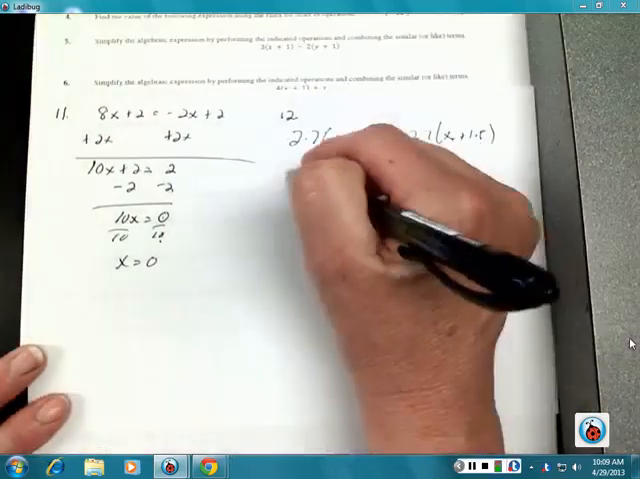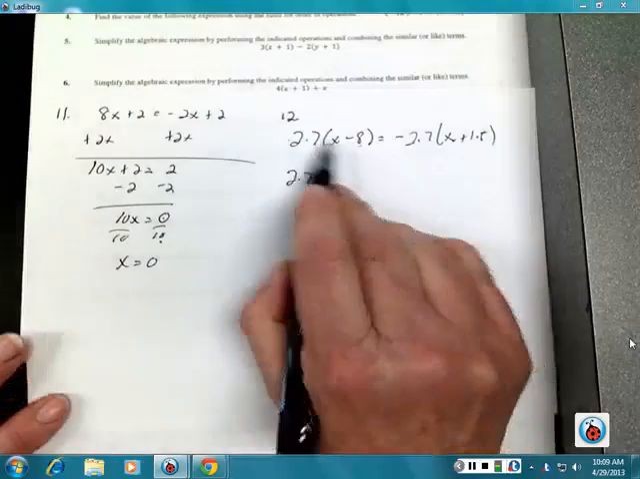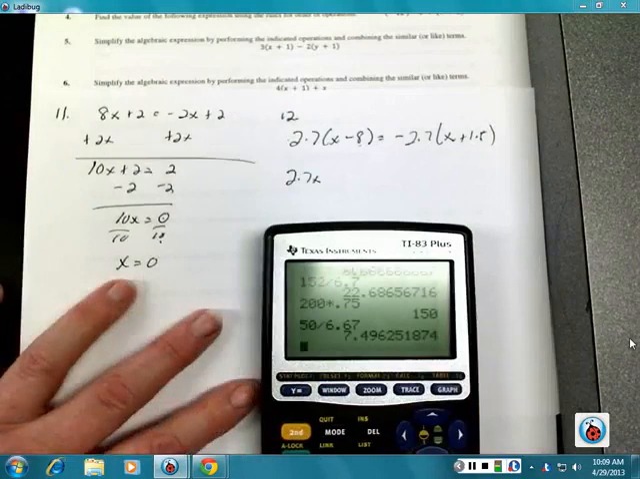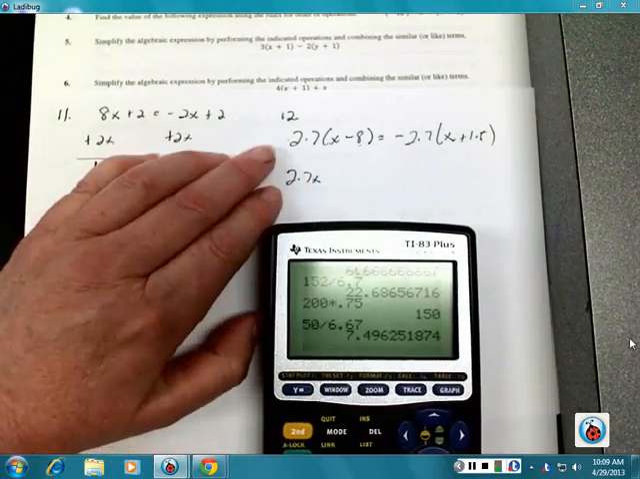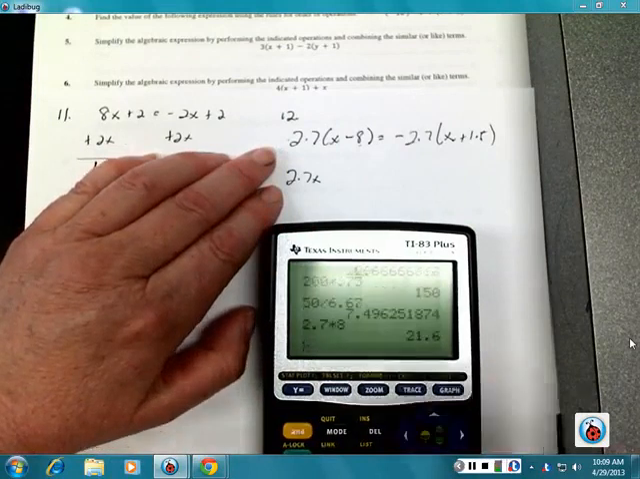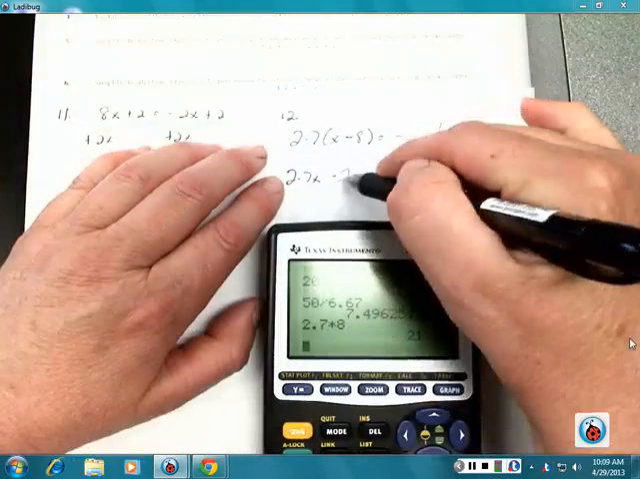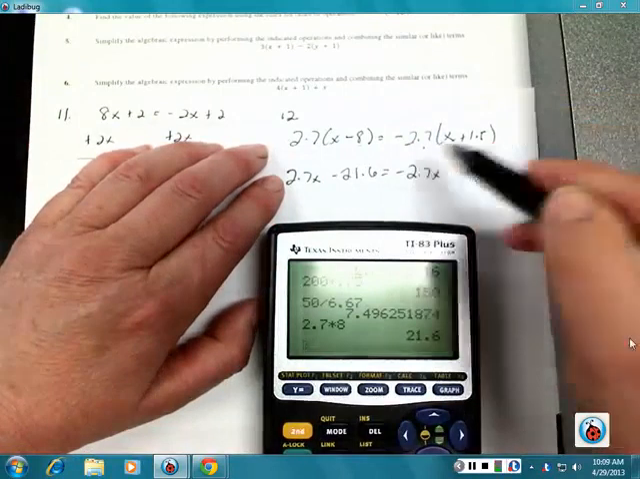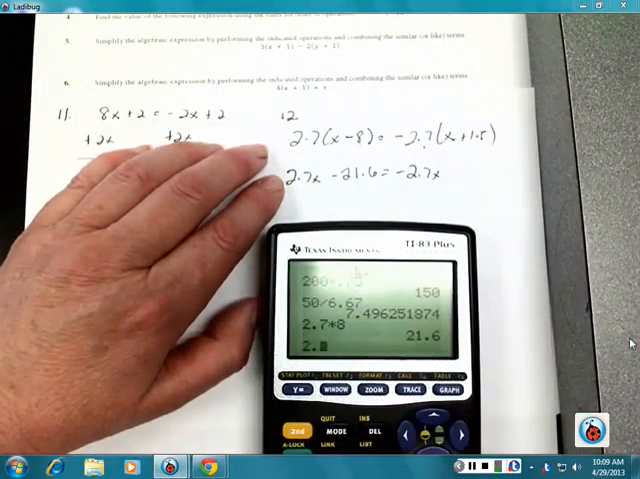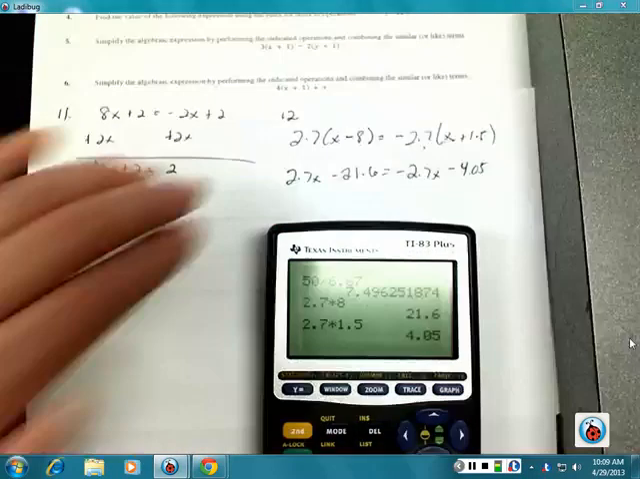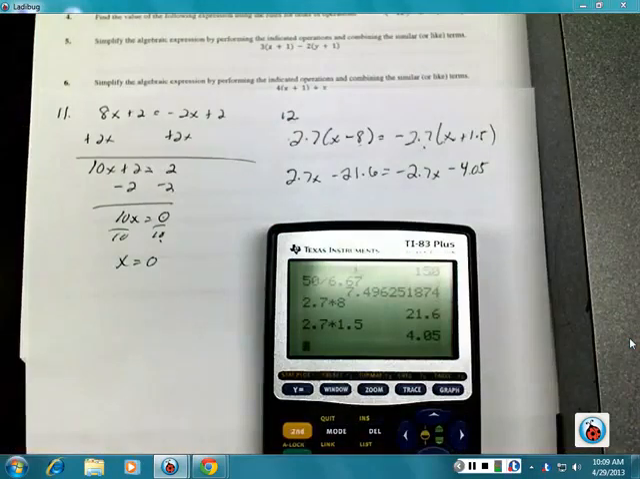2.7 times x is 2.7x. -8 times 2.7, so I need my calculator to do that one. You take 2.7 times 8, and I get negative 21.6. -2.7 times x is -2.7x. -2.7 times 1.5 is going to be a negative 4.05. You need that sign, remember? Both signs.